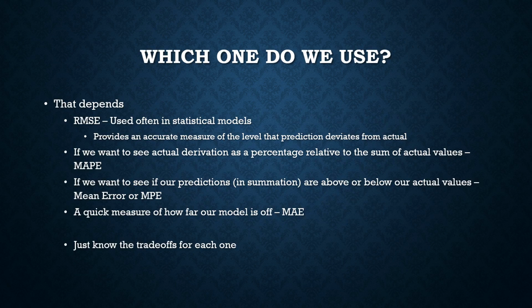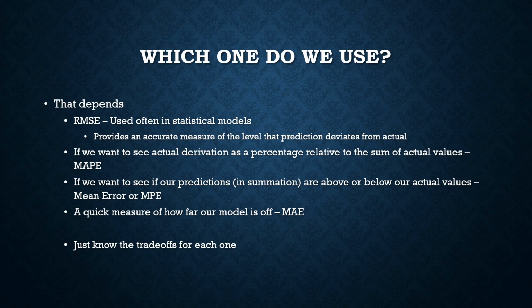All right, so which one do we use? Well, that depends. Like I said, root mean squared error is used often in statistical models and provides an accurate measurement of the levels that prediction deviates from the actual. Great. If we want to see the actual deviation as a percentage relative to the sum of the actual values, we can use the mean of the absolute percentage error.